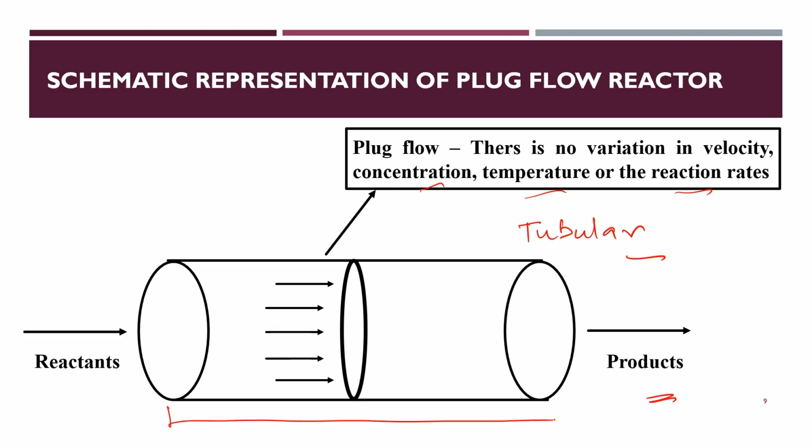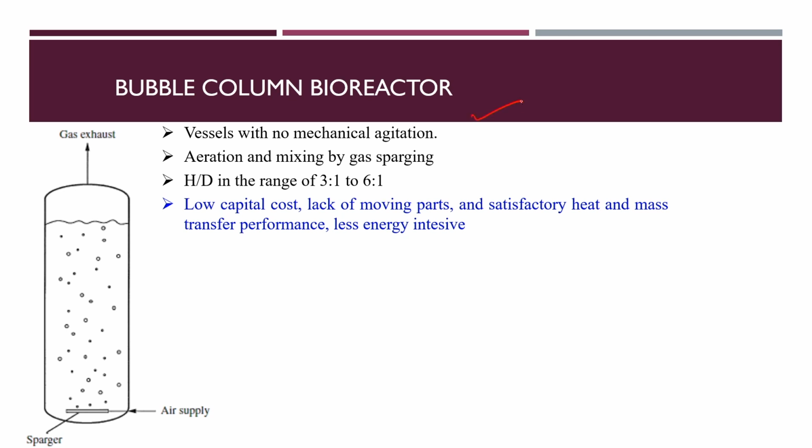And what is the factor here? It is the length. With increase in the length we get more conversion from reactant to product. This is important. Now we will be seeing a few special bioreactors. The first one is the bubble column. As we see, there is no mechanical agitation here.